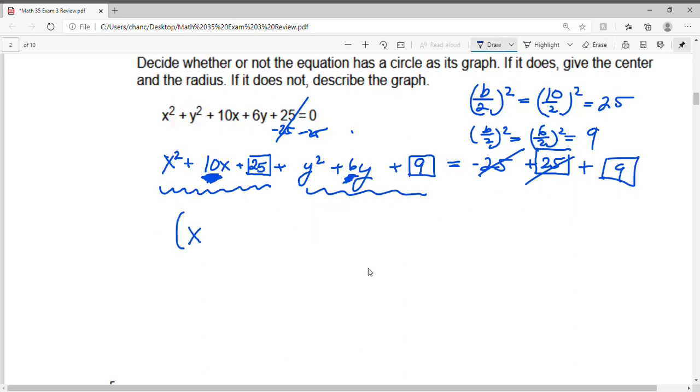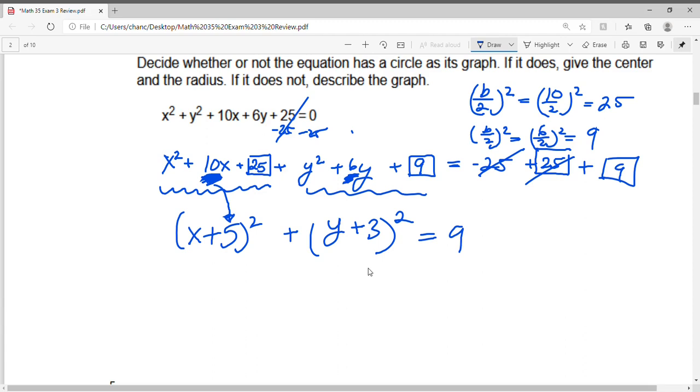This factors as x plus 5 squared. Again, the shortcut is to take the b divided by 2, and that's how we get this 5. X squared plus 10x plus 25 is just factored as x plus 5 squared. I could do the same thing for y squared plus 6y plus 9. We take that b, we divide it by 2, so this factors as y plus 3 squared. And on the right side here we have negative 25 plus 25. They're going to cancel out, and so we just get a 9.